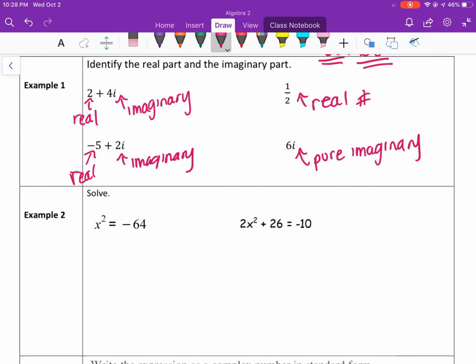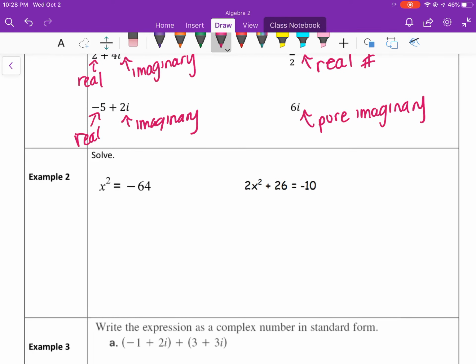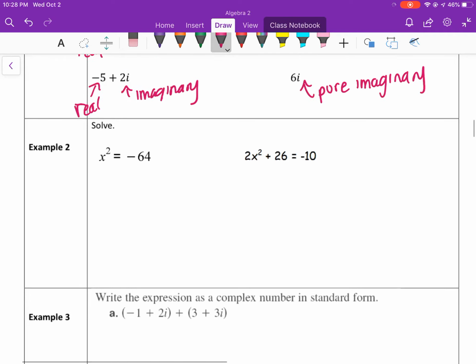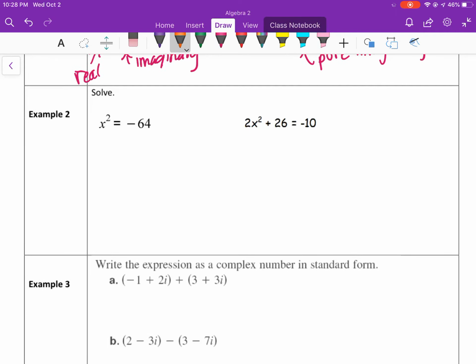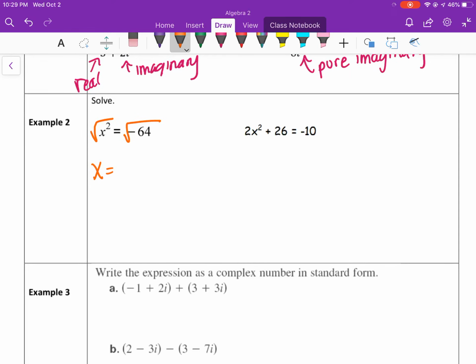So now we can solve. Do you guys remember solving by square roots? You isolate the variable using your inverse operations and solve. So if x squared equals negative 64, just like addition and subtraction go together, and the opposite of multiplication is division, the opposite of squaring something is taking the square root. So if you wanted to get x by itself, you take the square root of both sides. So the square root of x squared is x, equals, and then the square root of 64 is 8, so the square root of negative 64 is 8i.